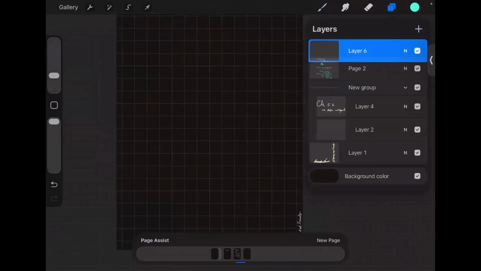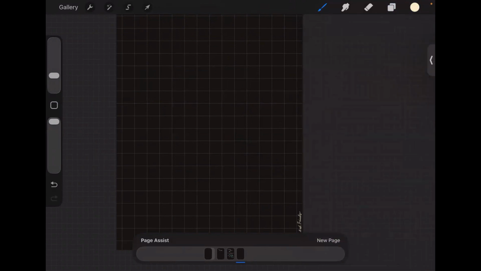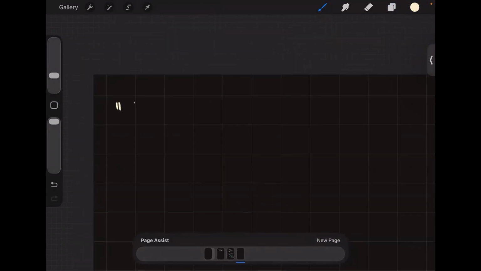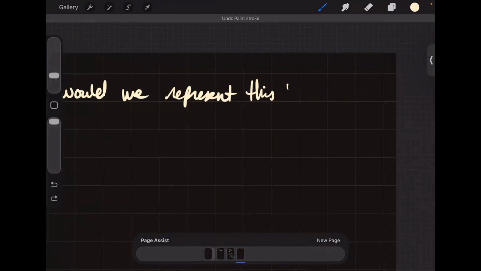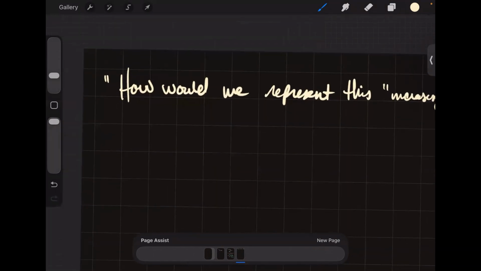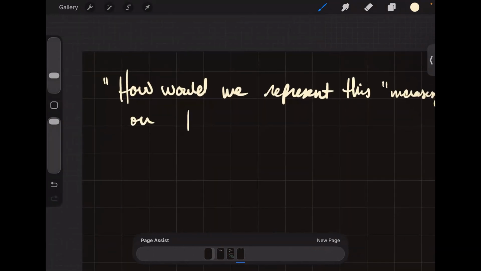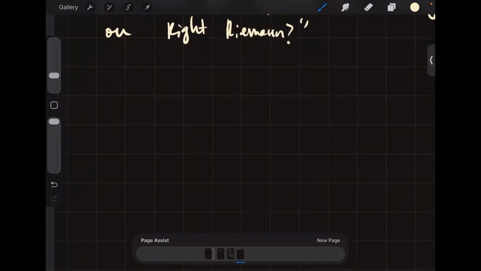Okay. And so now my next question for you is, how would we represent this expanding, increasing of n on, let's say, a right Riemann? Well, work it out and find out.